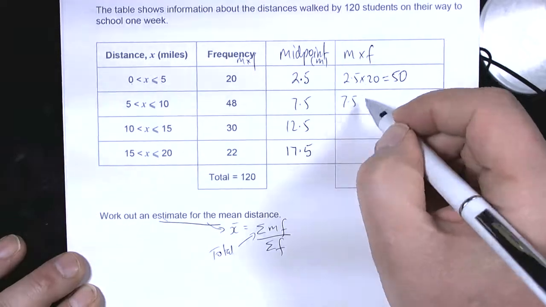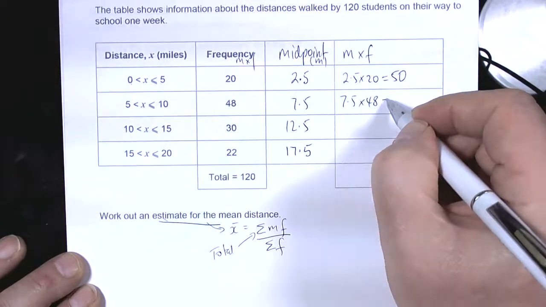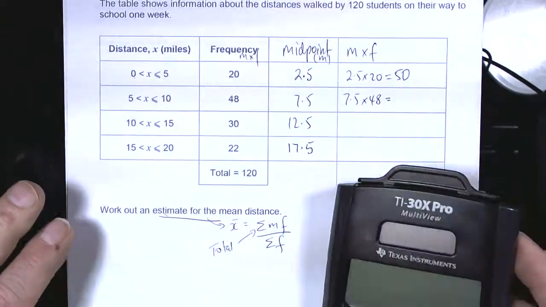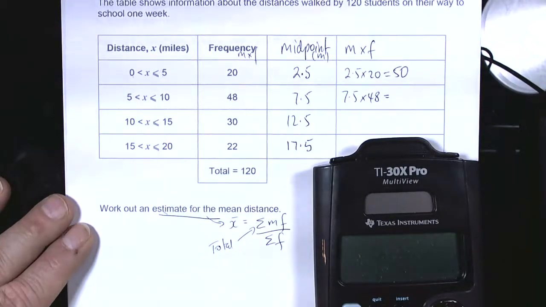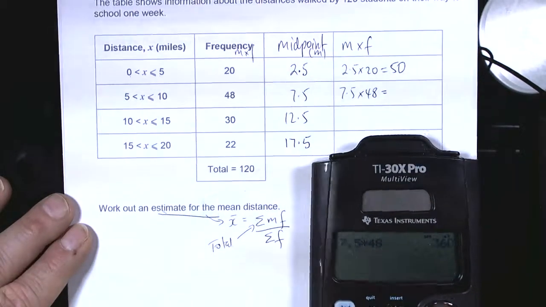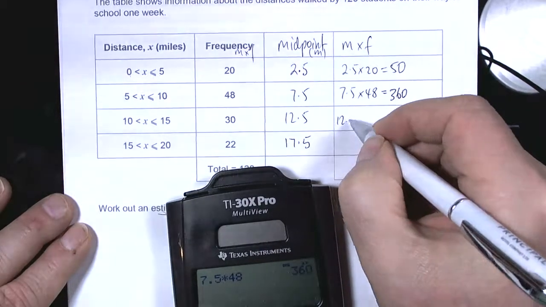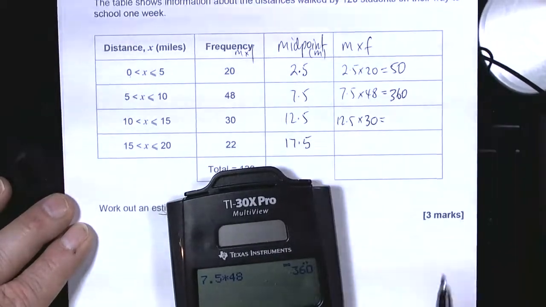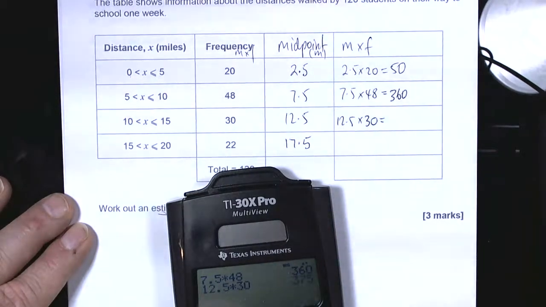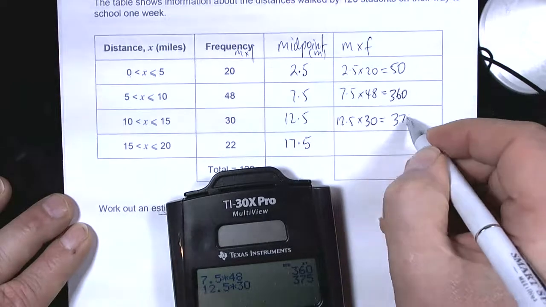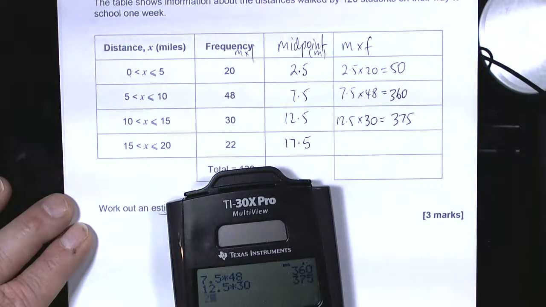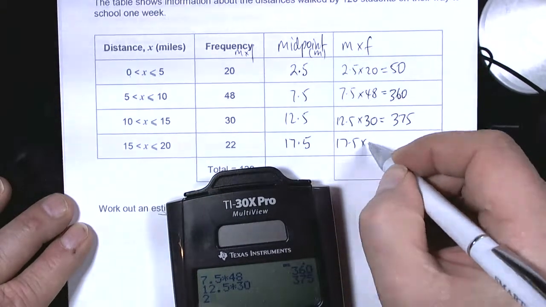So the midpoint times the frequency. And this was a calculator paper, so I'm not going to waste any time. So we've got 7.5 times 48. And then we've got 12.5 times 30. And then we've got 17.5 times 22.